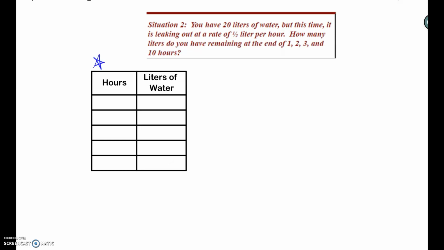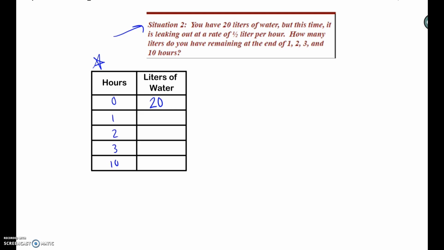Make your table in your notebook. We're looking at a little bit different situation. I'm going to add a 0 to the top on this one. 0 hours. How many liters of water do I have? We have 20. And it says that it's leaking out at a rate of 1/2 a liter per hour.